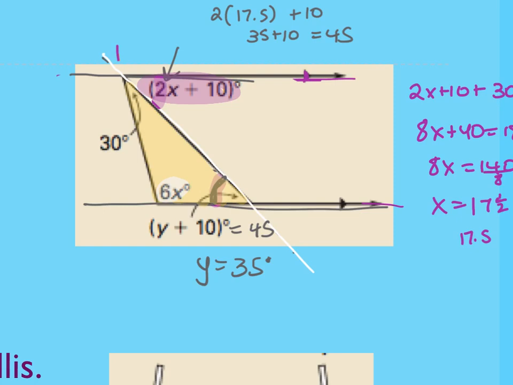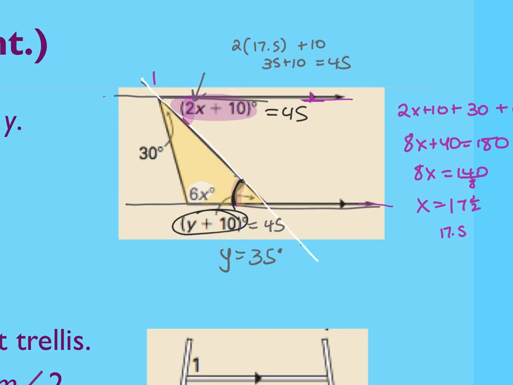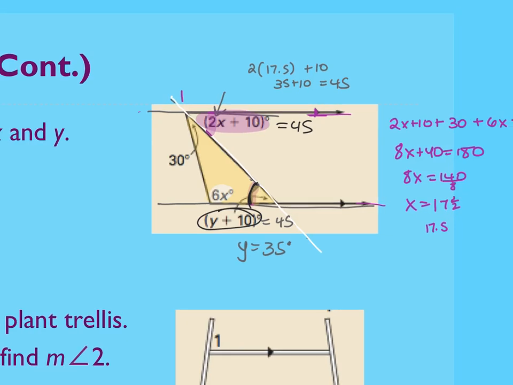And that's 45. Okay. And then I said that had to equal this whole angle, so 10 plus x. Or, y plus 10 is 45. What does a triangle have to do? You could also have done it that way, because if this is 30, this you can find by doing 6 times 17.5. Add that to the y plus 10 and set it equal to 180. You could have solved it that way too.